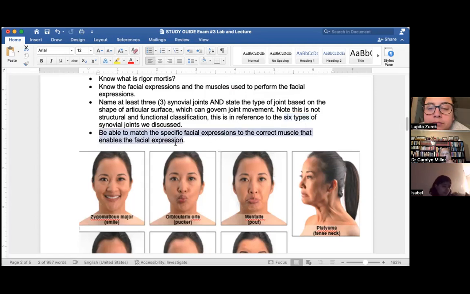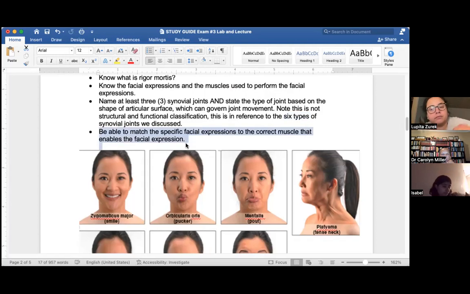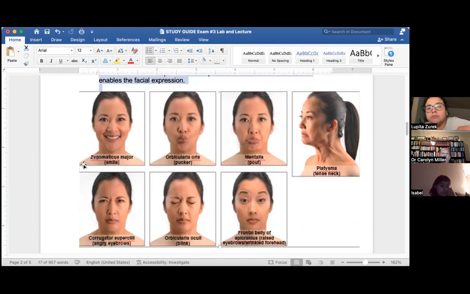Be able to match specific facial expression with the correct muscle. Again, I'll just put a box over the muscle, and I think it's matching. But don't quote me, I'm pretty sure it's matching. It will just say match the muscle to the correct facial expression. And there are always more answers than you need.